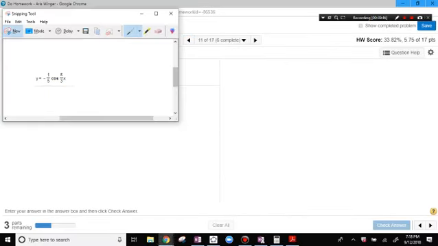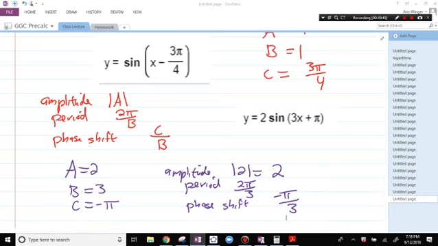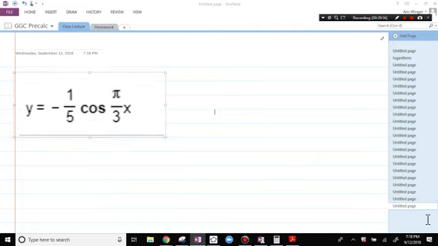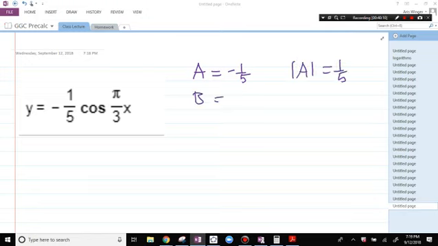All right, so then the amplitude is the absolute value. So A is -1/5, that's right. The amplitude is the absolute value, so it's 1/5, right? So let's just name them. B is pi/3, C is 0, right? Oh, that's why I ain't seen no C. If you don't see a C, that means it's nothing.